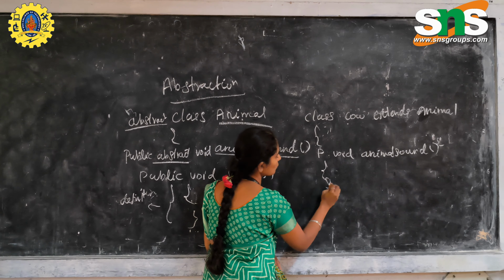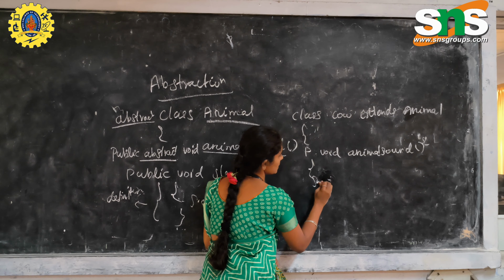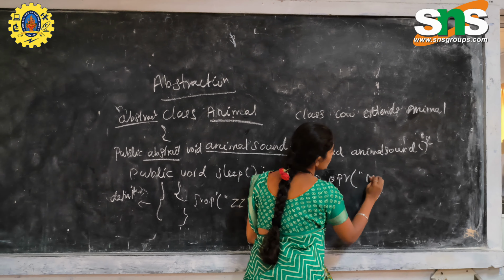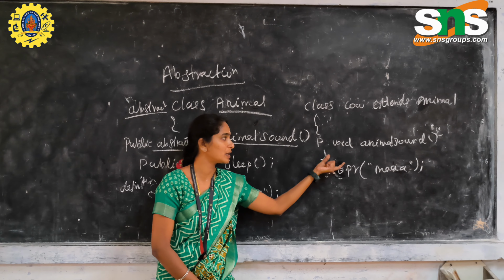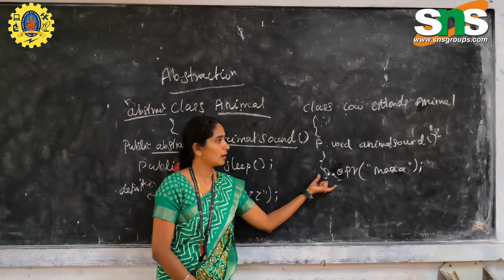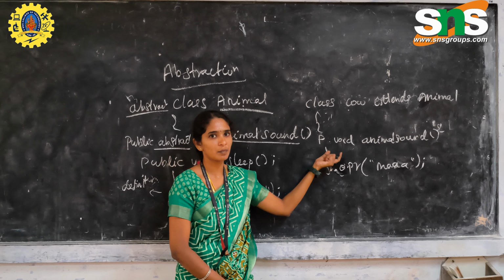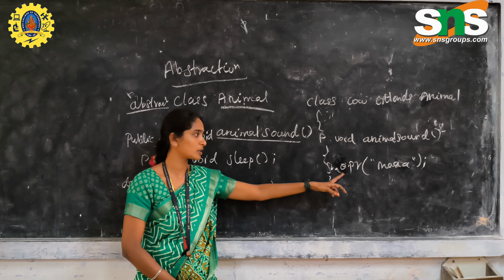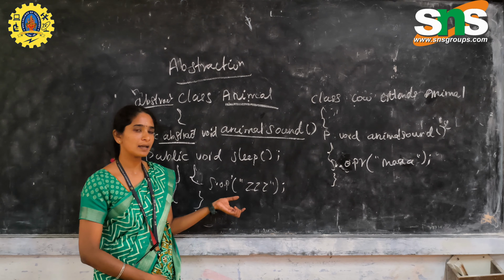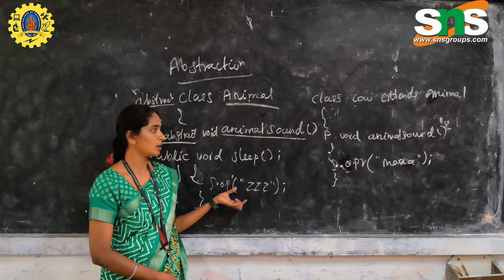In this animalSound, I write System.out.println of moo. So I define this method. You must define the method when it is not given as an abstract method. So I give the definition for the particular class, and I need not create any other method for the particular definition.